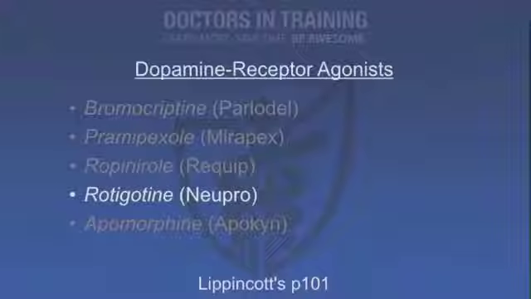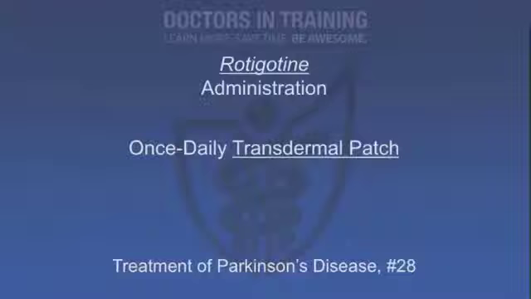Another dopamine agonist is called rotigotine. It's used primarily in early Parkinson's disease. It's given as a once-daily transdermal patch that delivers the drug evenly over 24 hours. This is a relatively new drug. It was first approved in 2007, then it was off the market in 2008, and it's back on the market for restless leg syndrome.